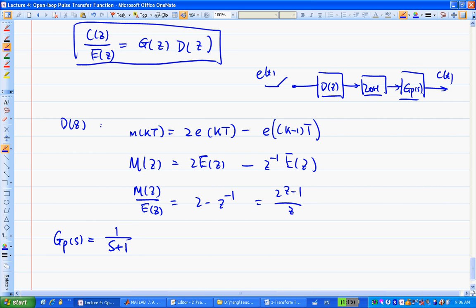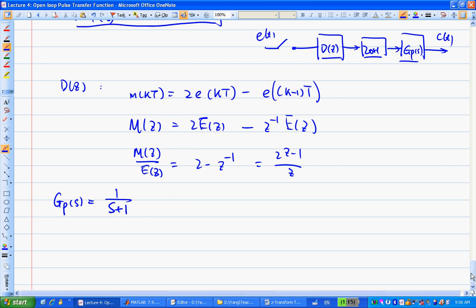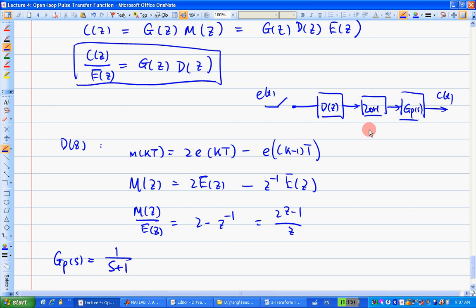Okay, if this is the plant here, then according to the pulse transfer function, let's see what the results will be for this open loop. If this is the plant, what we need to do is find the z transform of these two blocks first, right?